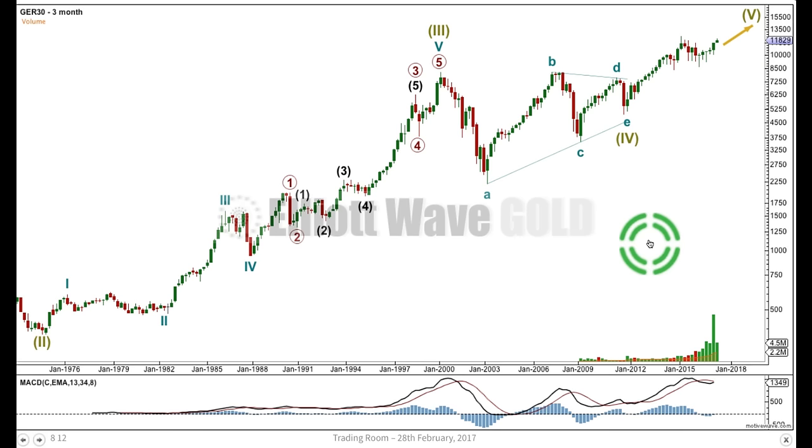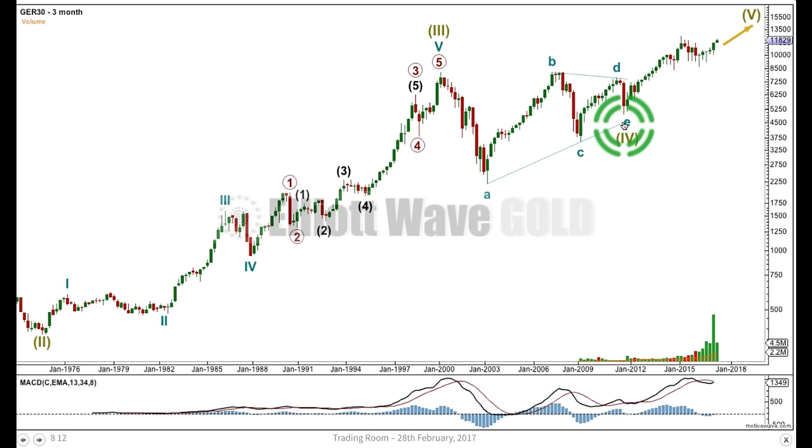This is my Elliott wave count. I started back in the 70s. This is as far back as the data goes I can get from FXCM. So I've assumed that we had a supercycle first wave off to the left of the chart, a second wave correction here, a third wave ended here, a fourth wave triangle.